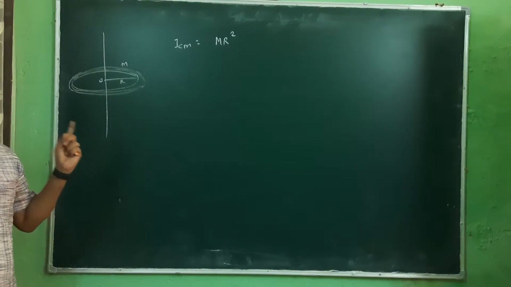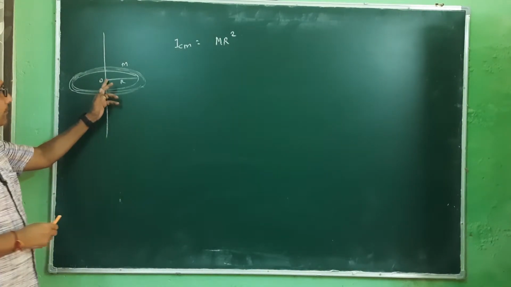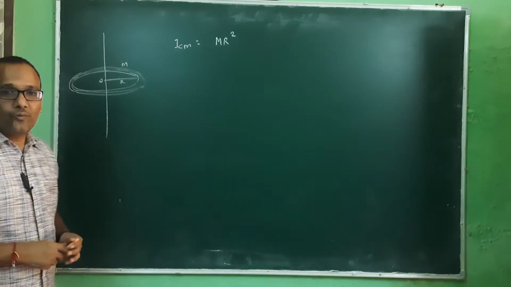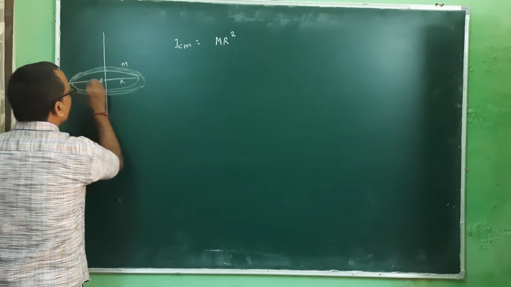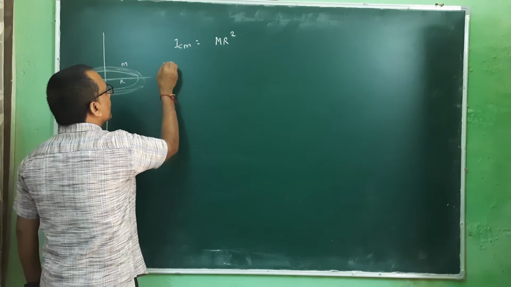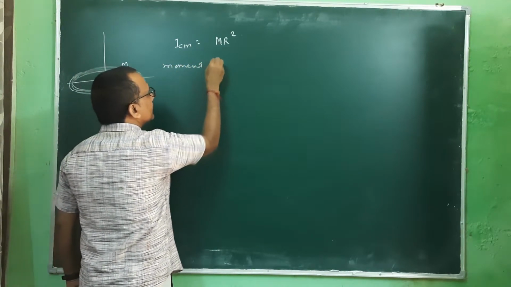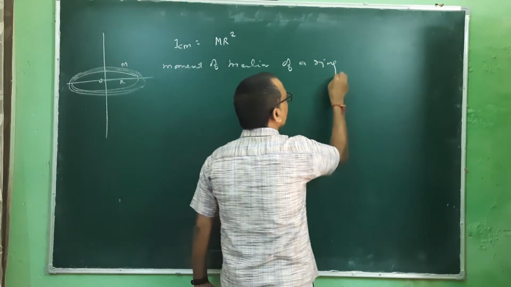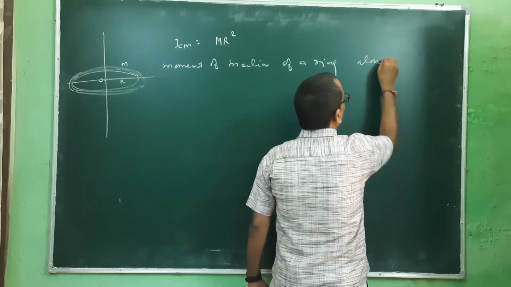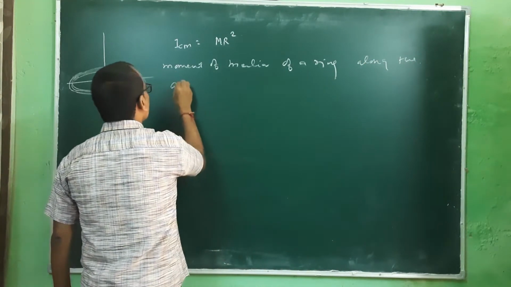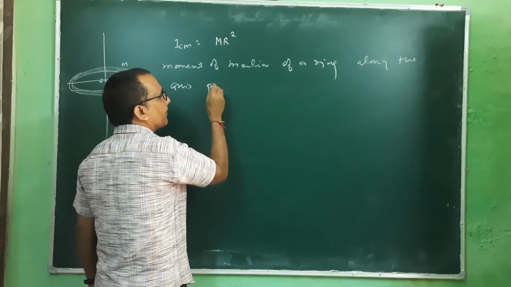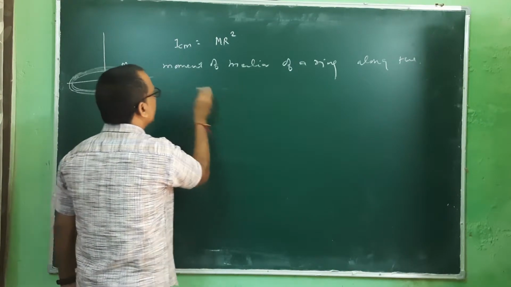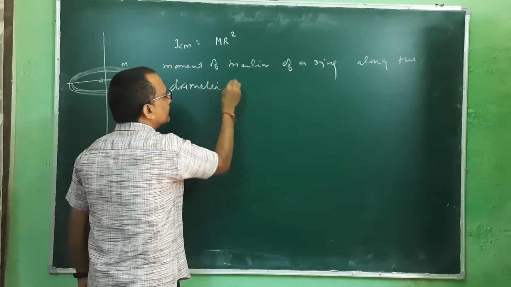So this moment of inertia is around this axis which is passing through the origin, and this is mr square. If we want to calculate the moment of inertia of a ring along the axis, or along the diameter, as I said, along the diameter of the ring.